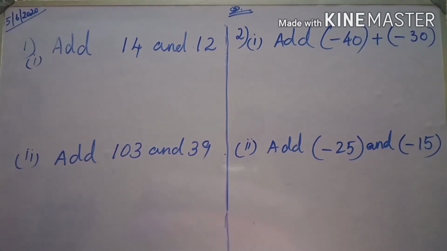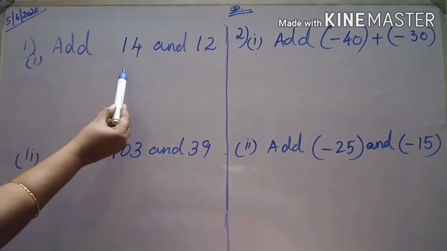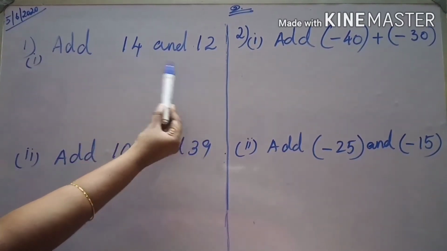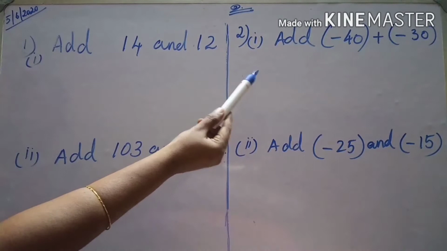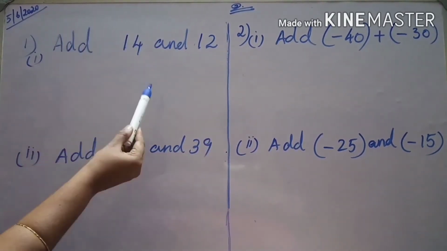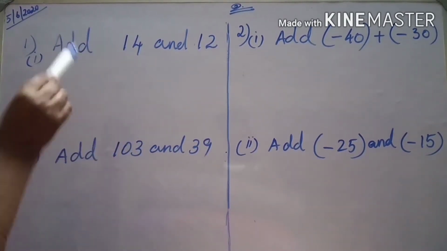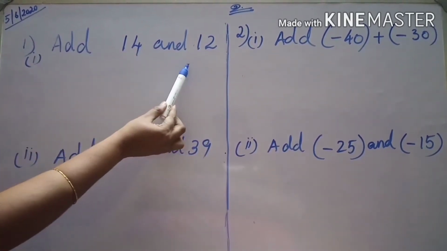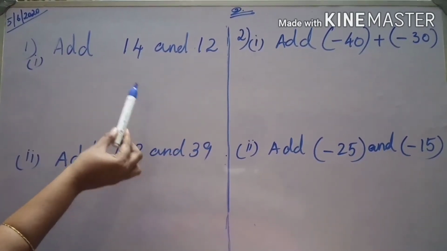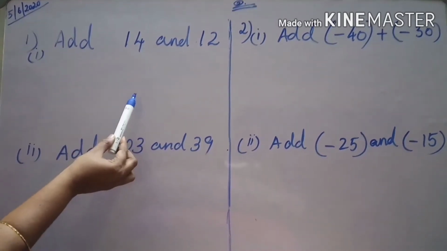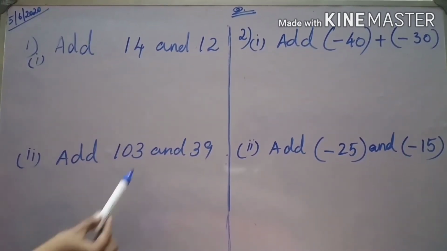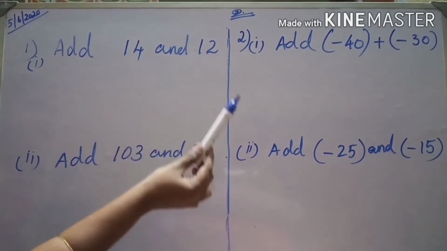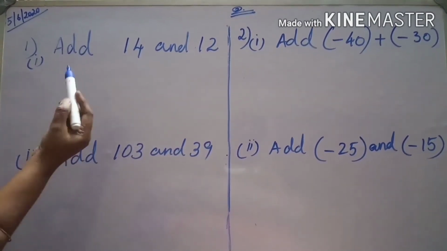I'll repeat one more time. Listen here. When we add two integers of the same sign, that is both positive or both negative, the sum will also be an integer of the same sign. That means when we add two positive numbers, the answer is also a positive number. If I add two negative numbers, the answer is also a negative number. Am I clear?